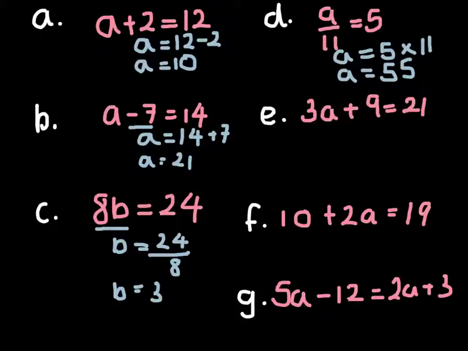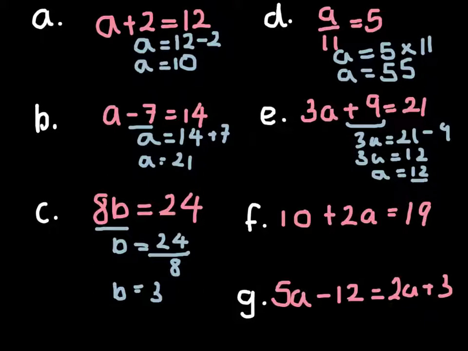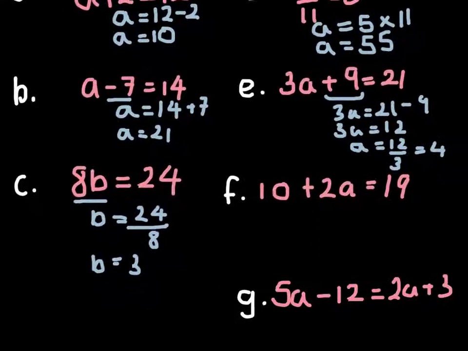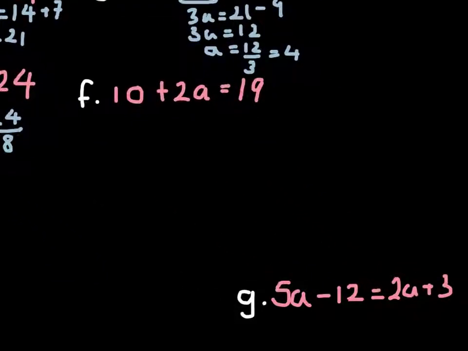3A plus 9 equals 21. Change the side, change the operation. So 3A equals 21 minus 9. 3A equals 12. Change the side, change the operation. Multiply becomes divide. A equals 12 divided by 3, which is 4. You can see I'm going to run out a bit of room, so I might just move this over a bit. Okay, next one.